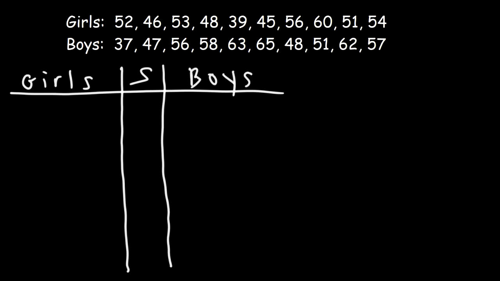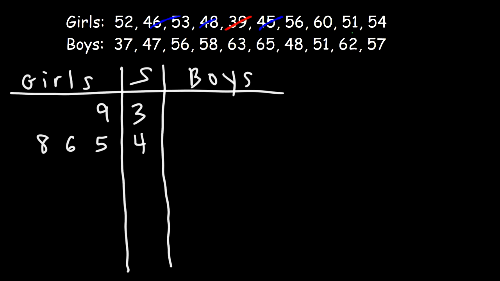So let's start with the girls. The lowest number I see here is 39. So we're going to put a 3 in our stem plot and a 9 on the left side. Next we have, let's see, 45, 46, 48. By the way, this is the height in inches. So in ascending order, we're going to put 5, 6, and then 8.